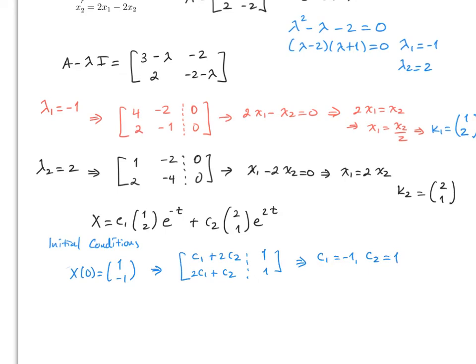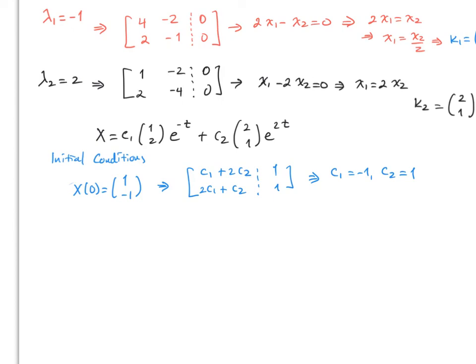Hence, the final answer will be x is equal to minus e to the minus t plus 2e to the 2t... sorry, just e to the 2t. Right, this should be e to the 2t.